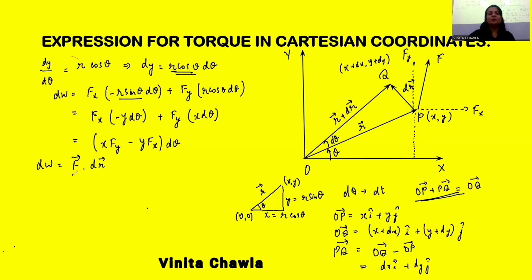Then we'll replace this force by torque and this linear displacement by angular displacement. So it's tau d theta, right? In rotational motion, F is replaced by tau, torque, and linear displacement is replaced by angular displacement. So this work done we can write as tau d theta. Now compare these two. On comparing, you will get tau as x F y minus y F x. And close this in a box.